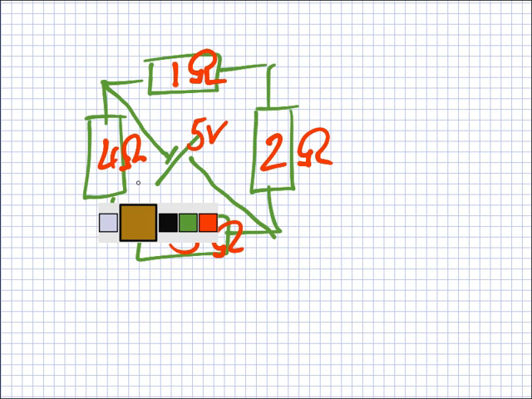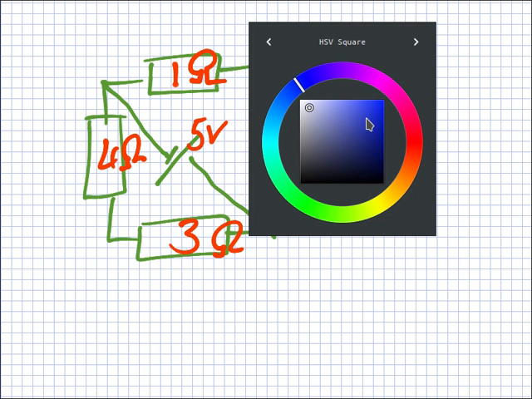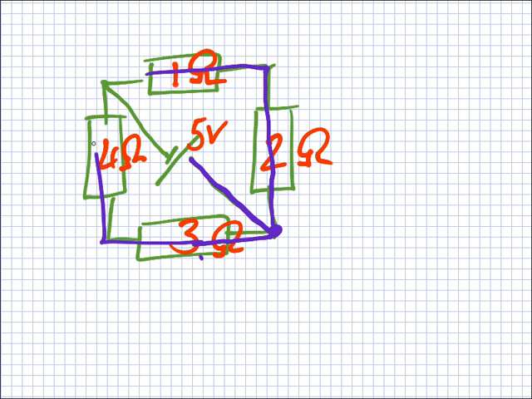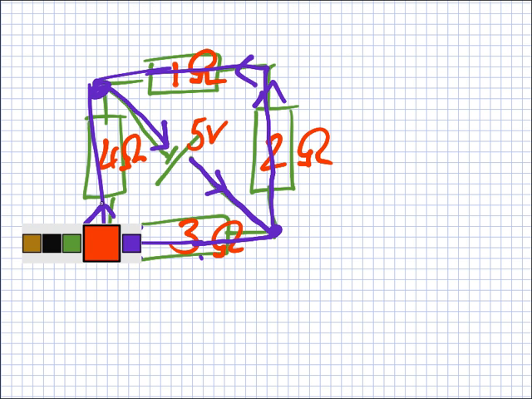Okay, let's do this one together now. Right, so the current goes from positive to negative. So what happens is the current starts off here, and then what happens when it gets to here? It splits 2 ways, doesn't it? Then it goes along, and then when it gets back to here, it rejoins. So this is the path it takes, yeah? Okay. Now, let's do this one.